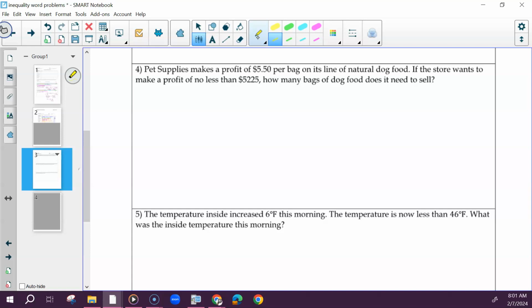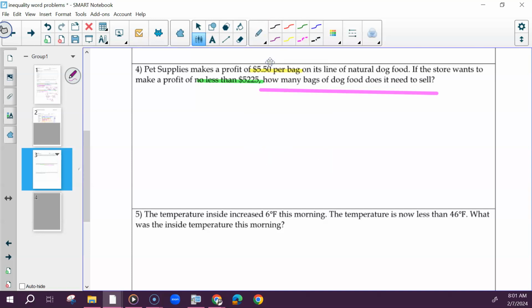Number 4, pet supplies makes a profit of $5.50 per bag on its line of natural dog food. If the store wants to make a profit of no less than $5,225, how many bags of dog food does it need to sell? What's important there? $5.50 per bag. No less than $5,225. And how many bags?